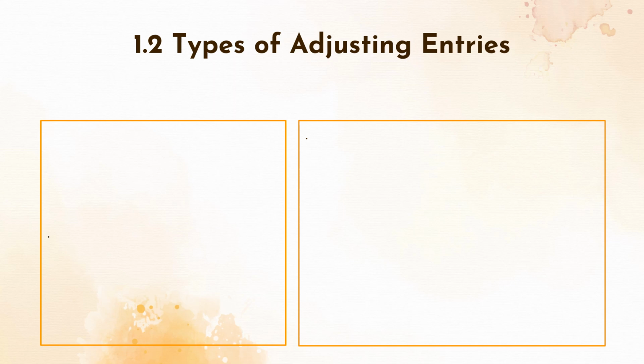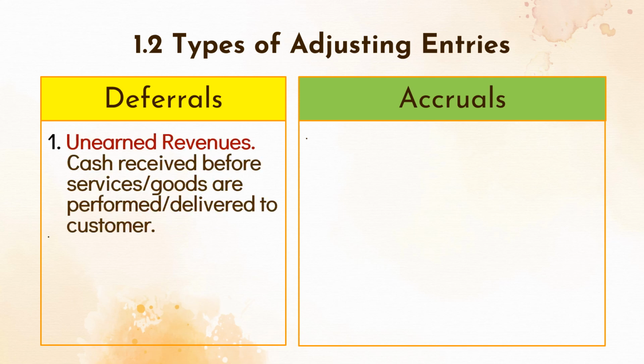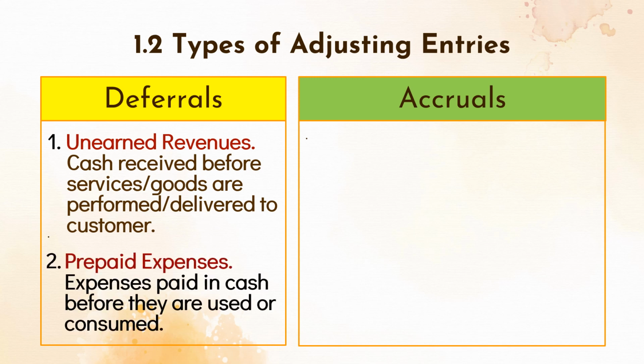There are two types of adjusting entries. Those are deferrals and accruals. Deferrals are divided into two. Firstly, unearned revenues. It means that cash is received before services or goods are performed or delivered to the customer. Secondly, prepaid expenses. Expenses paid in cash before they are used or consumed.